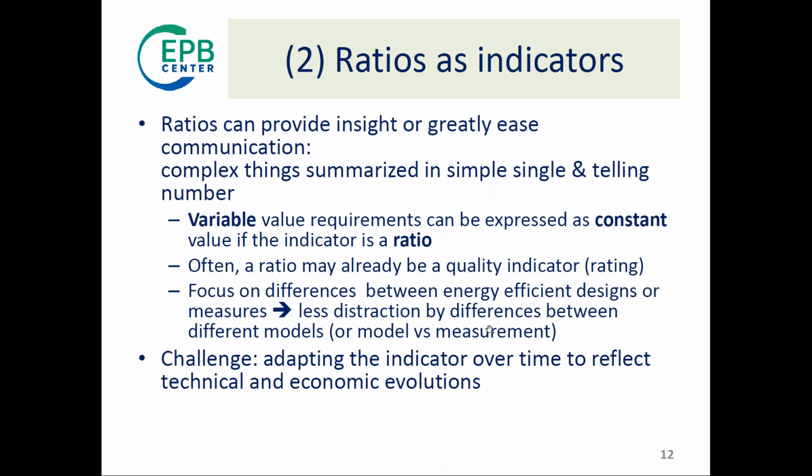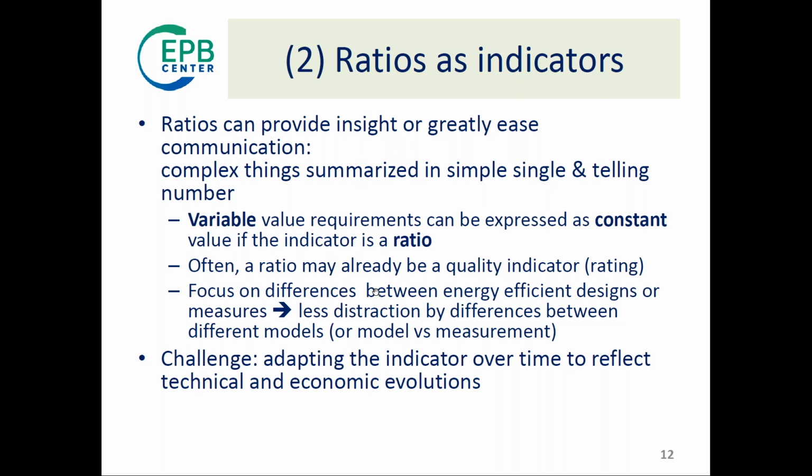About the way to express the energy performance requirements, you could also choose a ratio as an indicator, because a ratio can provide insight or greatly ease the communication. Complex things can be summarized in a simple number. So variable value requirements can be expressed as a constant value itself if the indicator is a ratio. So then you no longer need a variable value requirement, but you have a ratio which is a constant, but in the ratio you have the variability embedded.